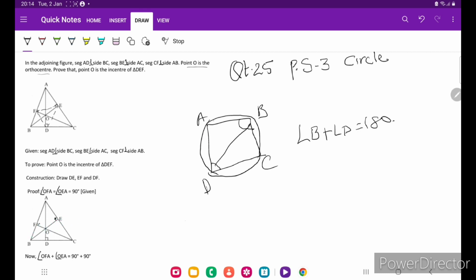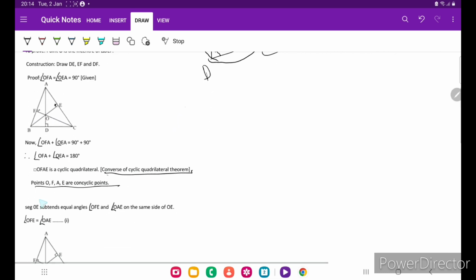Together they measure 180. Therefore, we will say this quadrilateral AFOE is a cyclic quadrilateral and the points AFOE are concyclic. That is what has been written here. You can see OFA plus OEA is 90 plus 90, so together they make a cyclic quadrilateral. Therefore, these points are concyclic.